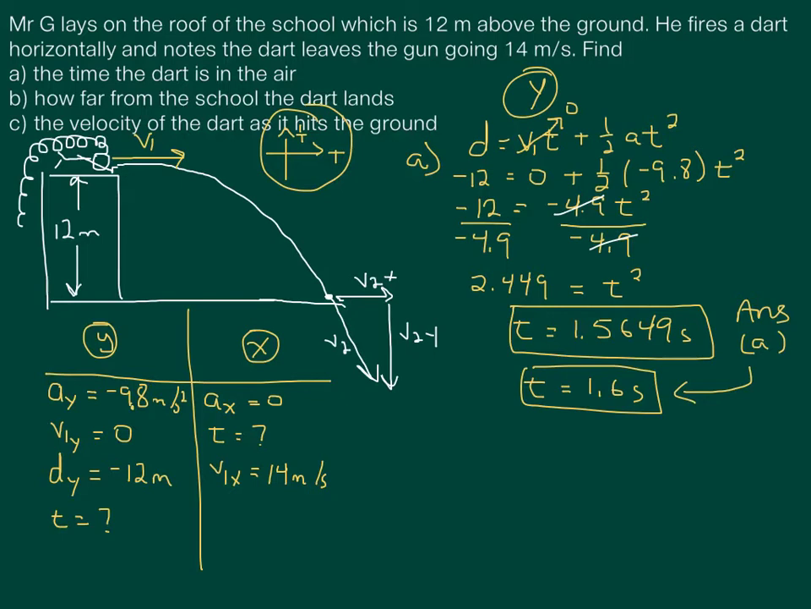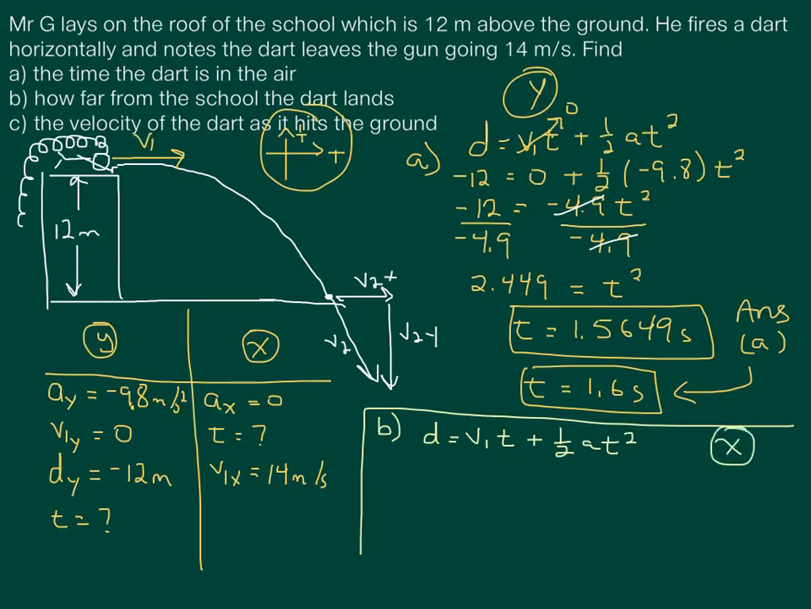For part B, let's see if I can squeeze it down here. The answer for part B, we're asked to find how far from the school does the dart land. That's in the horizontal direction. In the horizontal direction, if you think of the best friend equation, distance is v1t plus 1/2 at squared. And just keep in mind, I should have said this right at the top, but I'm looking in the x direction here, not the y direction. Because ax is 0, this whole thing right here cancels out. Remember, if acceleration is 0, 0 times 1/2 is still 0, times t squared is still 0. This is always going to happen in the x direction. Really, the only equation that I've got is distance is v1 times t.